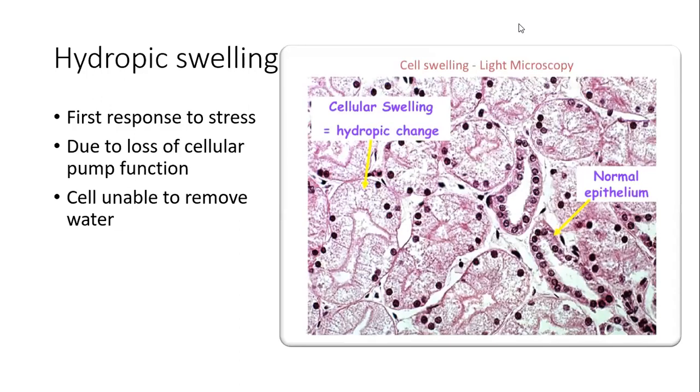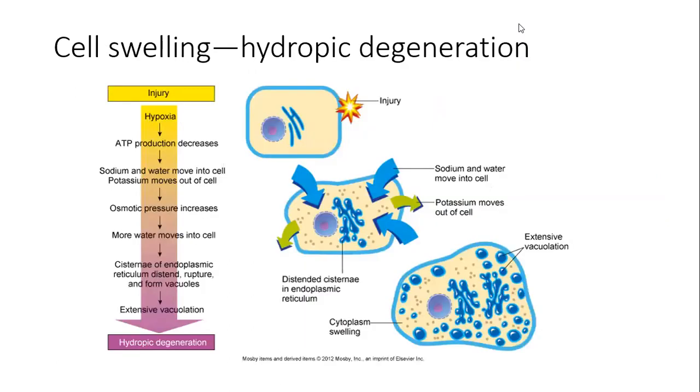So hydropic cell swelling looks like this. You can see the big cell and the little cell, the normal cell. It's usually the first response to stress. It's usually due to a loss of cellular pump function because of hypoxia, and it results in the cell not being able to move water out of the cell, because when there's no oxygen, there's no pump. When there's no pump, the water doesn't move.